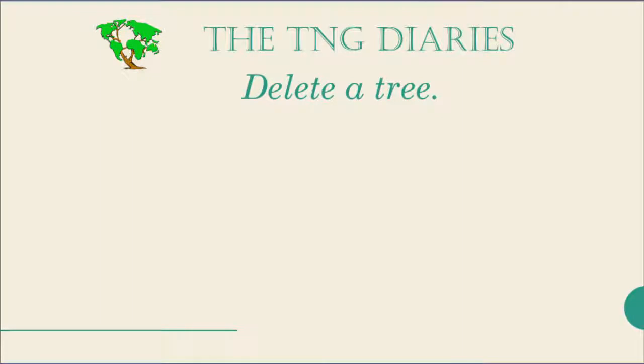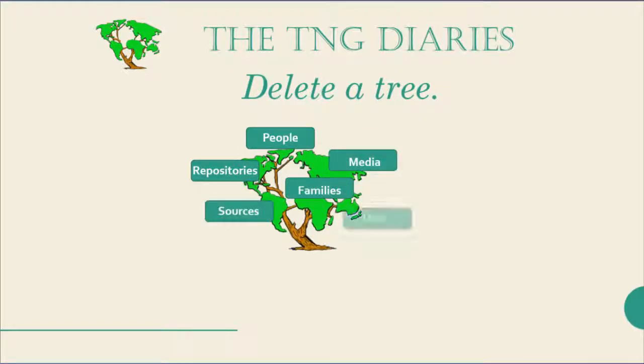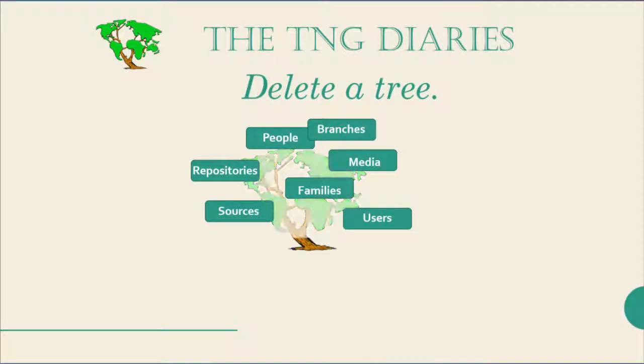The T&G Diaries: how to delete a tree without getting into trouble. So here's your family tree, and associated with it is quite a lot of information, such things as repositories, people, families, media, sources, users, and branches, all connected to this tree. If you go ahead and delete the tree, what happens to that information?